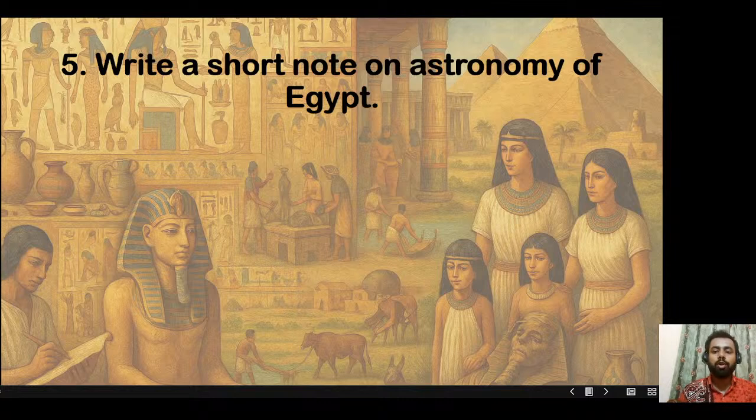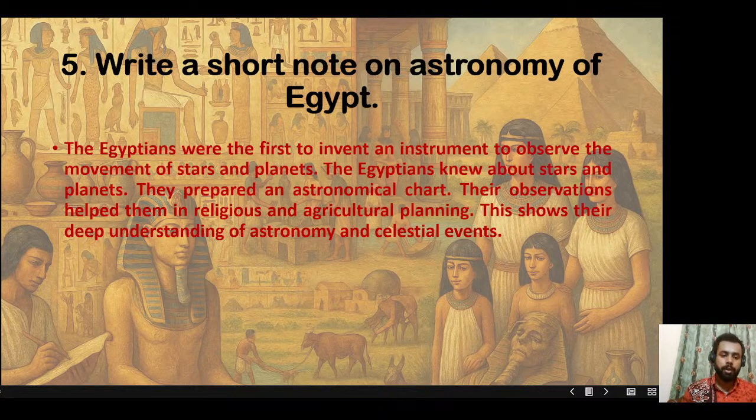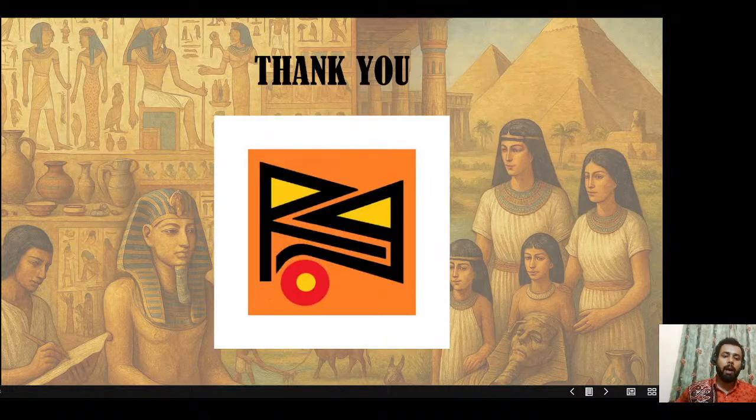Write a short note on astronomy of Egypt. The Egyptians were the first to invent an instrument to observe the movement of stars and planets. The Egyptians knew about stars and planets. They prepared an astronomical chart. Their observations helped them in religious and agricultural planning. This shows their deep understanding of astronomy and celestial events. So that was all about the achievements of the Egyptian civilization.